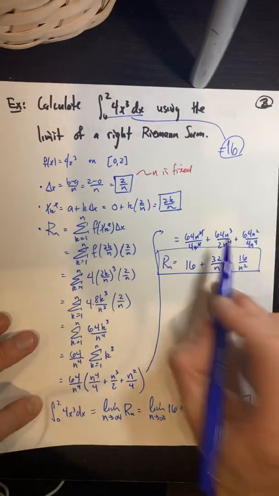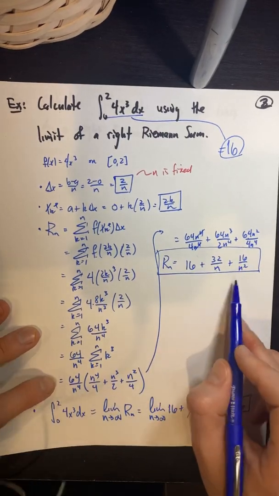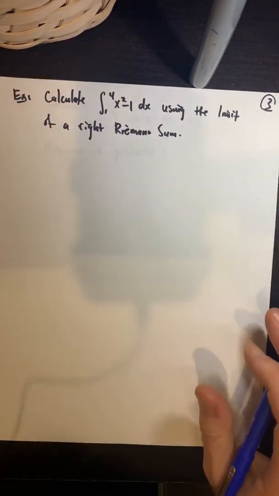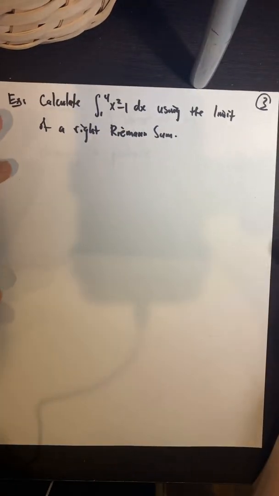This will always kind of happen when you do this Riemann sum. You should get that the only terms that have an n in them are in the denominator, because they will go away. Let's do one that doesn't start at 0. It starts at 1. This is a little bit more confusing.